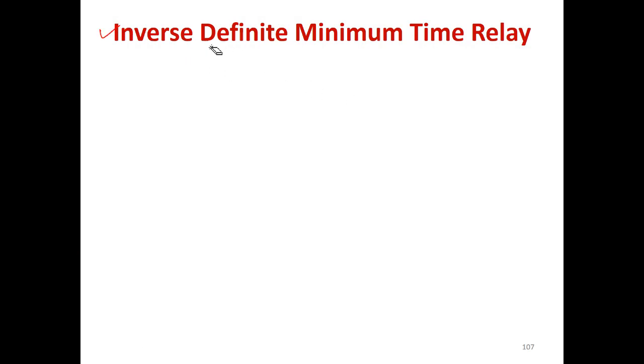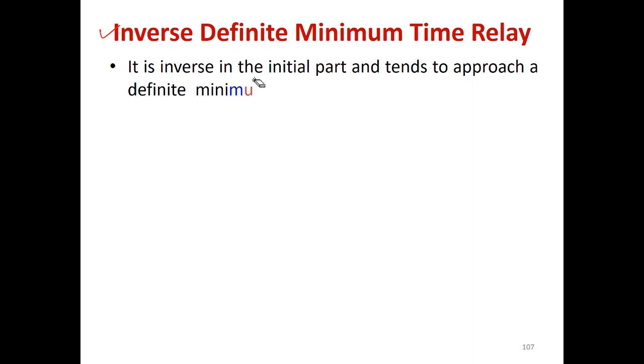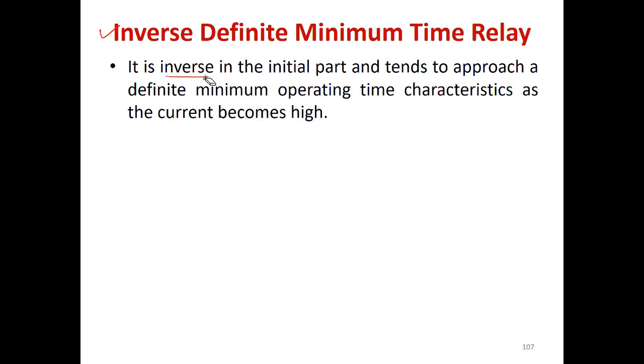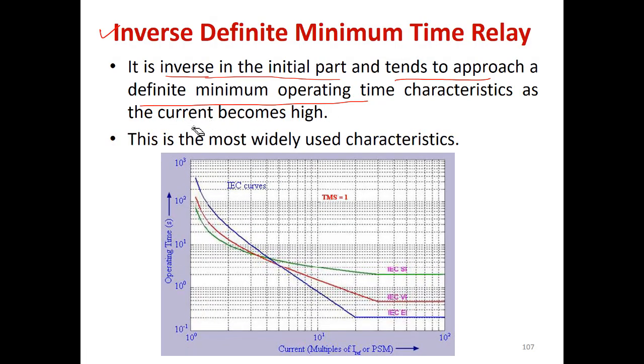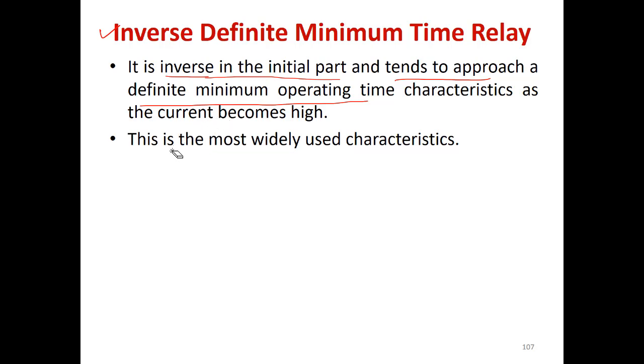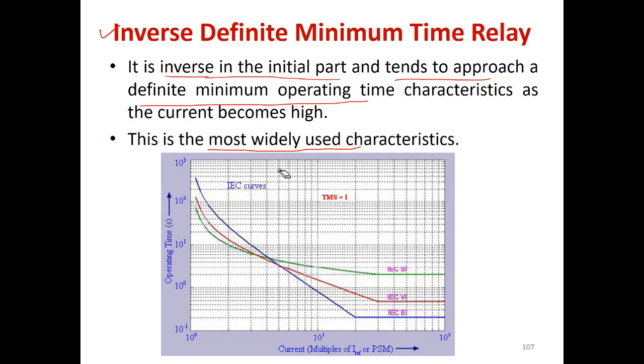What does inverse definite minimum time mean? Let us see. It is inverse in the initial part. The characteristic is inverse in the initial part, and it tends to approach a definite minimum operating time characteristic as the current becomes high. As the current becomes high, it approaches a definite time, right? This is the most widely used characteristic because it fits with the fuse, it fits with other relays, so therefore this is the most widely used characteristic.